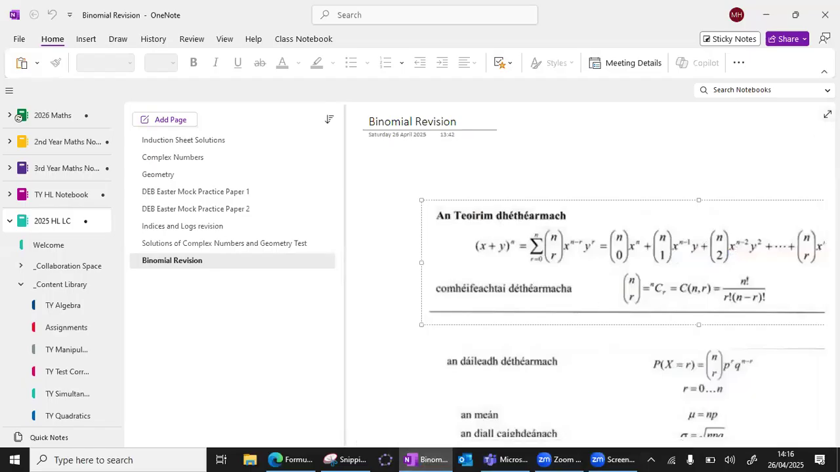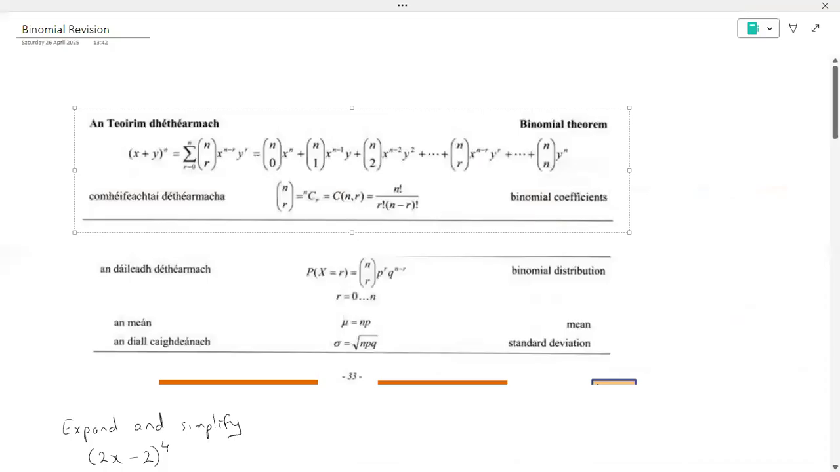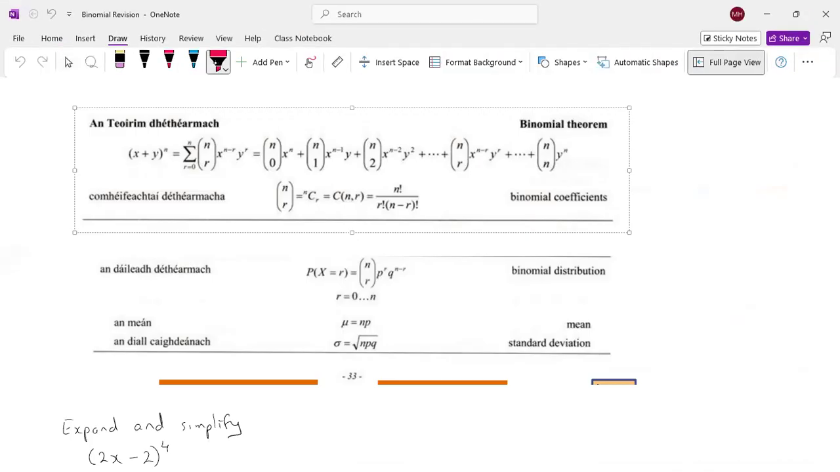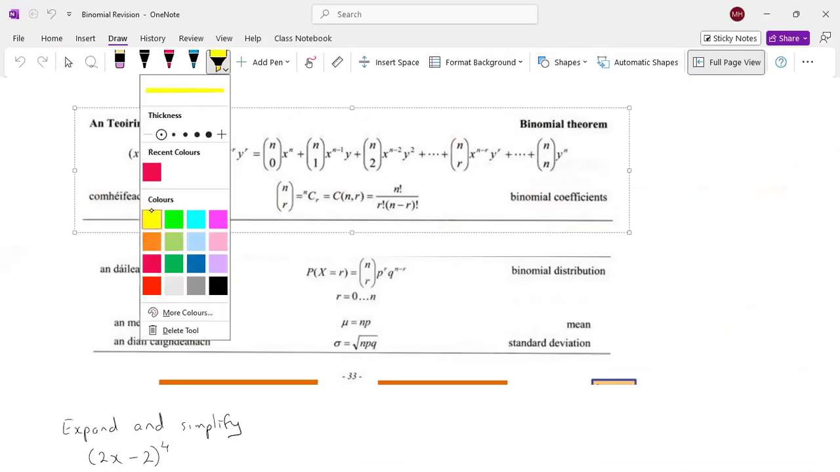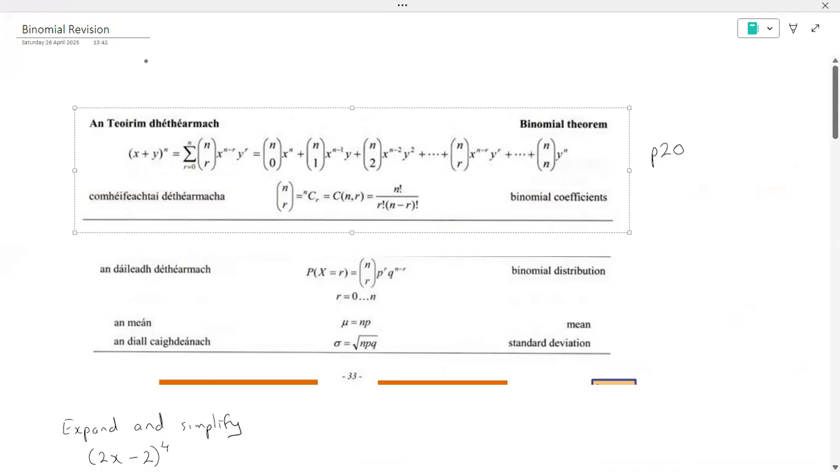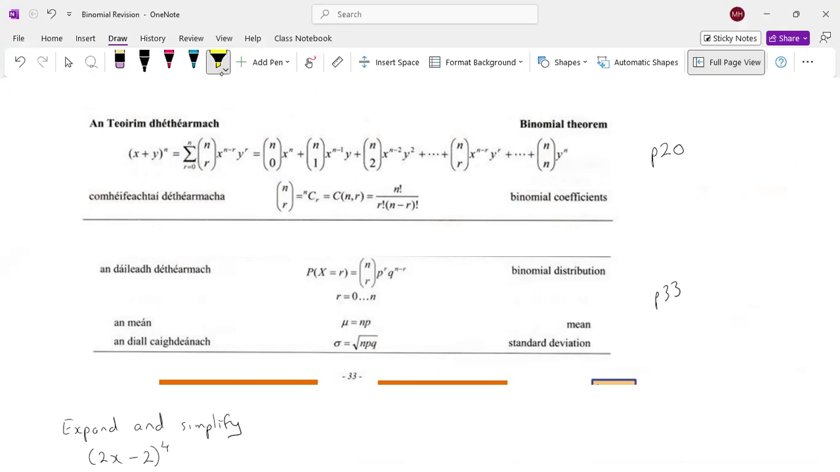Okay, so a little video here on our binomial. The first thing I think to start off with is if you look at your log tables for a moment, and I want you to look at two different pages. This is page 20 and this is page 33. So pause the video and open your log table on page 20, and also, please open it on page 33.